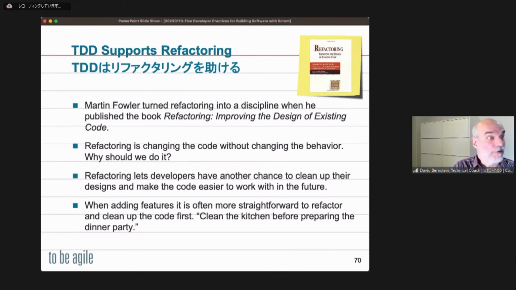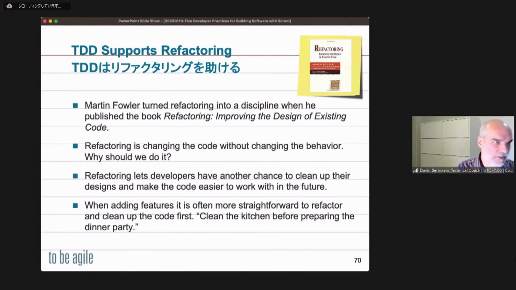And TDD also supports refactoring. And this is, I think, one of the most important skills for software developers to have. This is the first edition of Martin Fowler's book. He last year came out with the second edition of this book. I strongly recommend it. It has been translated into Japanese. This book teaches some basic techniques to be able to go from one design to another design. And when you know how to do that, it becomes incredibly powerful and useful because you're no longer stuck.